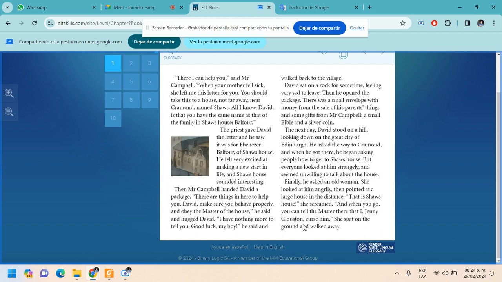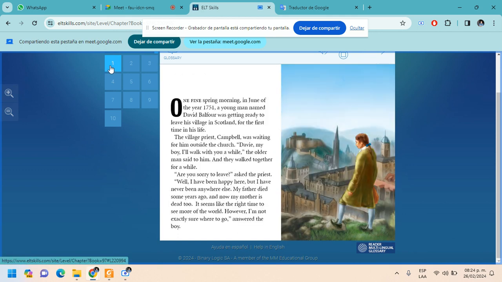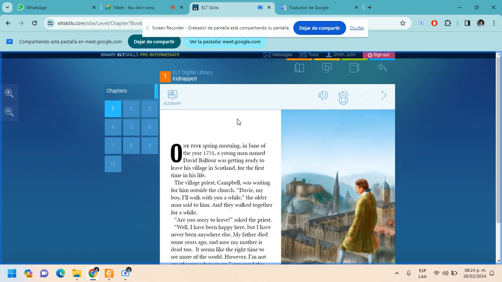Jenny, que yo Jenny Clouston, curse him. Curse him means lo maldigo. O sea, obviamente no le cae bien, ¿no? Curse him. She spat on the ground and walked away. Because angrily, ¿ven? She looked at him angrily. I don't know why, we don't know why, because in the chapter one, we don't know much. So let's go to the activities, okay? Let's go.